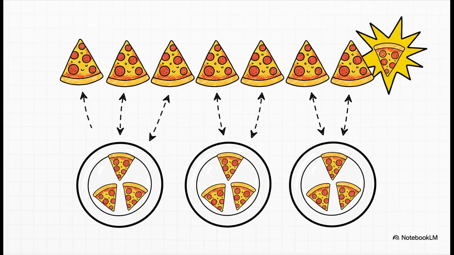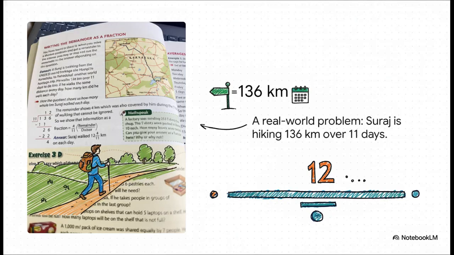And that's the remainder. And our source material gives us a perfect real-world scenario for this. Let's say our hiker, Suraj, is trekking 136 kilometers over 11 days. So to find out how far he walks each day, we divide 136 by 11. Now, we get a quotient of 12, but it's not a perfect split. There's a little left over.